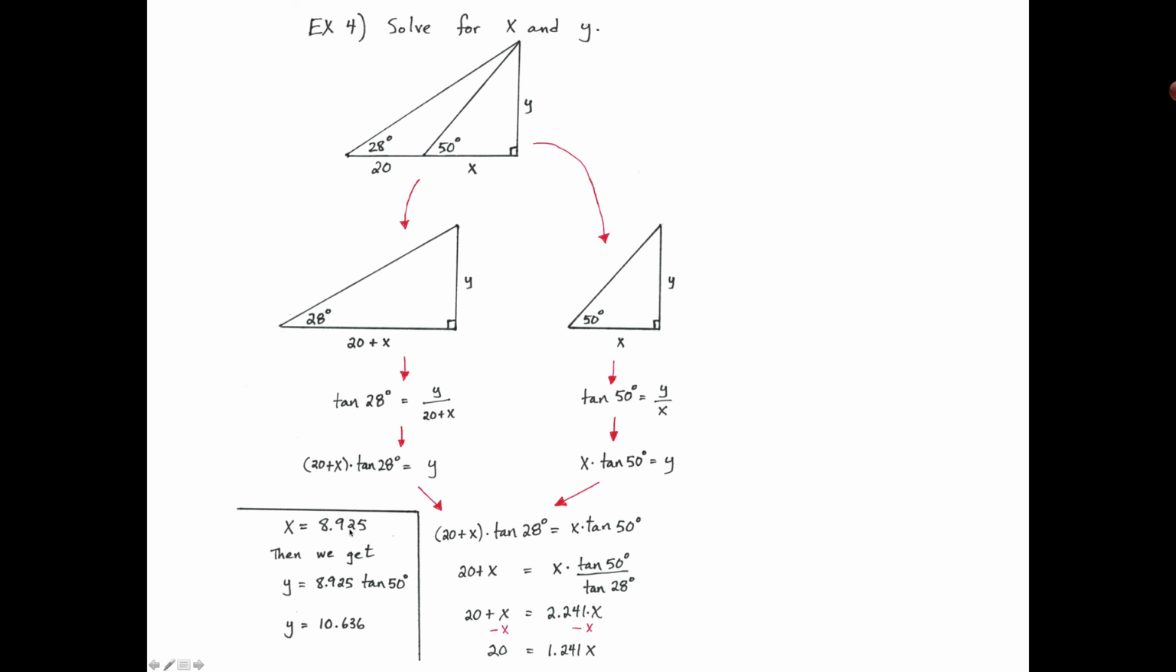Once you have this number for x, then just go over to this one and plug it in for x. So then you would have y equals our value for x times tangent of 50. So y is 10.636. All right, so that's it for the notes on section 2.3.